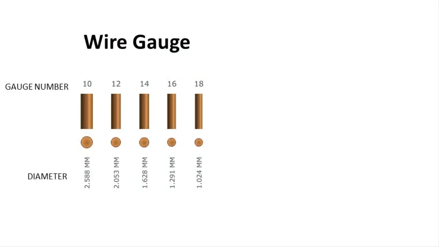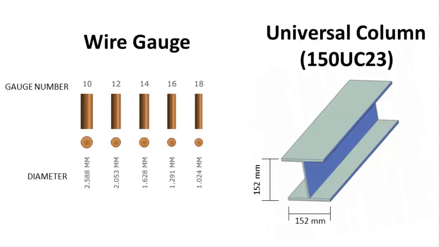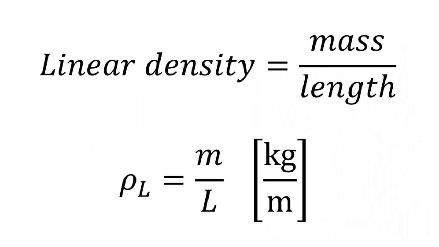Examples include wires, which have constant diameters that are defined by the gauge number, or structural steel beams and columns that have defined widths. In these cases, where the cross-sectional area is constant, it's common to see their densities defined in terms of the length only. This is called the linear mass density and is written as a mass divided by the length and has a unit of mass per unit length.